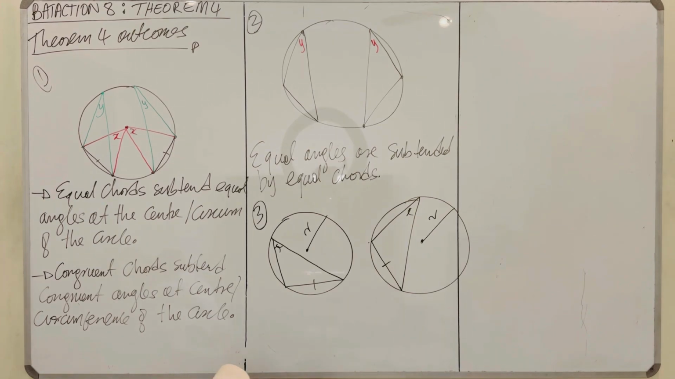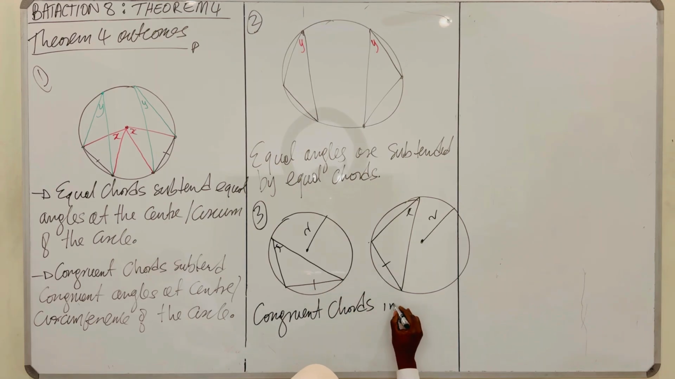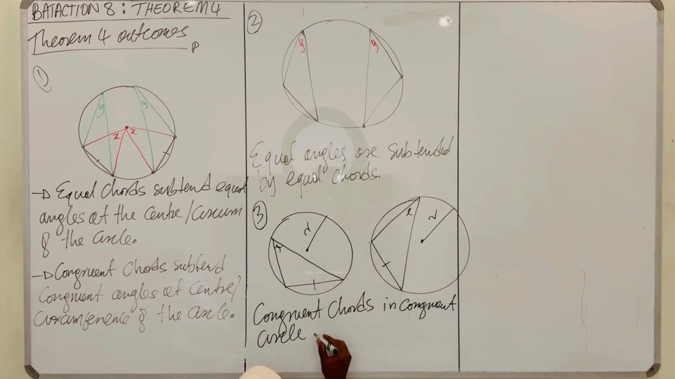So, what I'm trying to say here, I'm saying congruent chords, which is equal chords, in congruent circles, which is equal circles, subtend congruent angles. That's what I'm trying to say. Any questions for me?